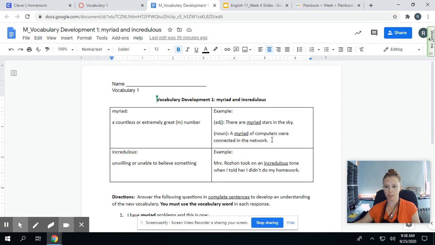In the noun version, you always would use the phrase a myriad of. So in this context, it says a myriad of computers were connected in the network. Sounds very relatable right now using virtual teaching.